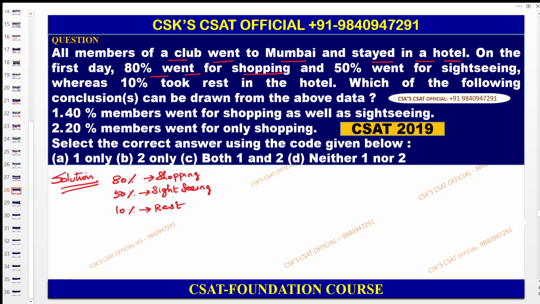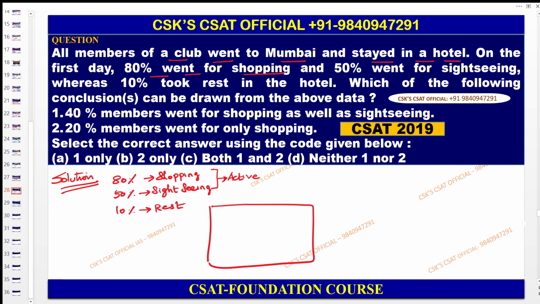So therefore staying, taking the rest, which means that they are the members going away from the hotel. Let us take these members as active members. This is the rest. Okay, now let us do that Venn diagram first of all.